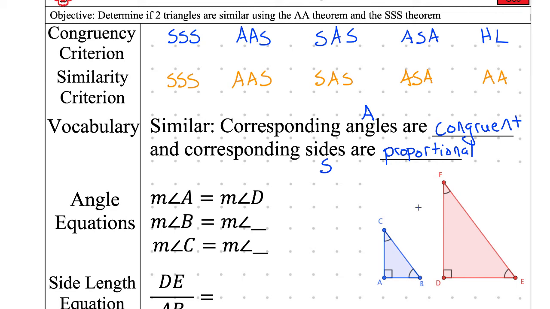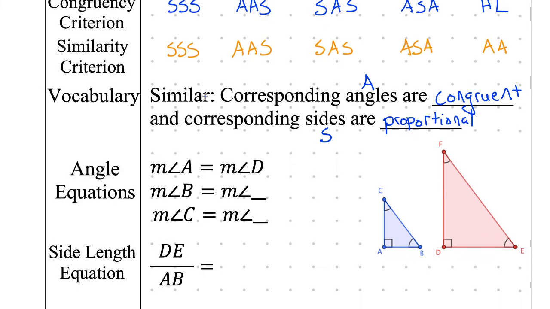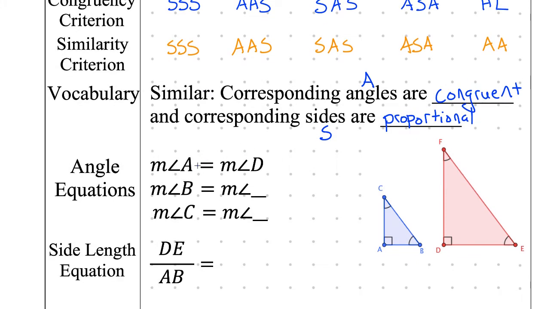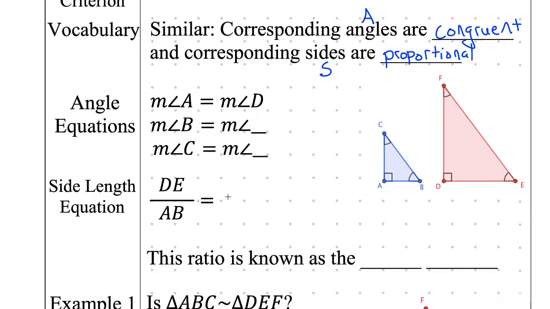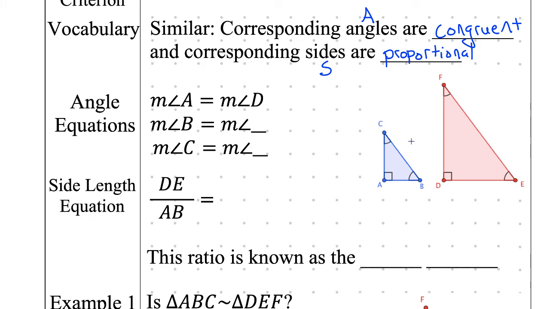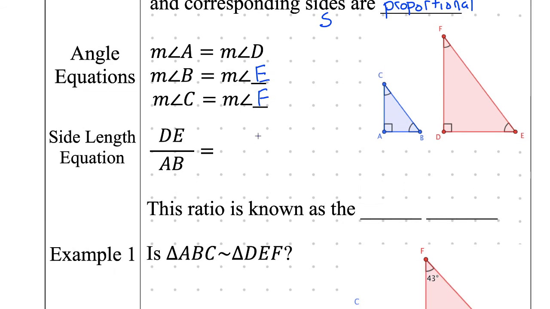So let's use this, and it's not really a definition, it's just a way to distinguish between the two different criteria. If I know that the measure of angle A is equal to the measure of angle D, and I know that they're similar triangles, then I know that angle B must be the same measure as angle E. Similarly, the measure of angle C is equal to the measure of F. Pretty straightforward, pretty easy.